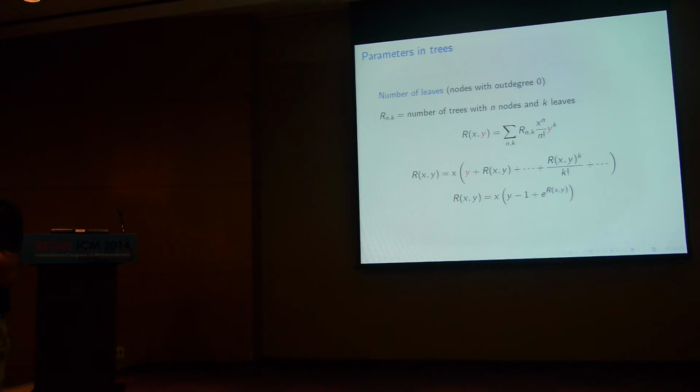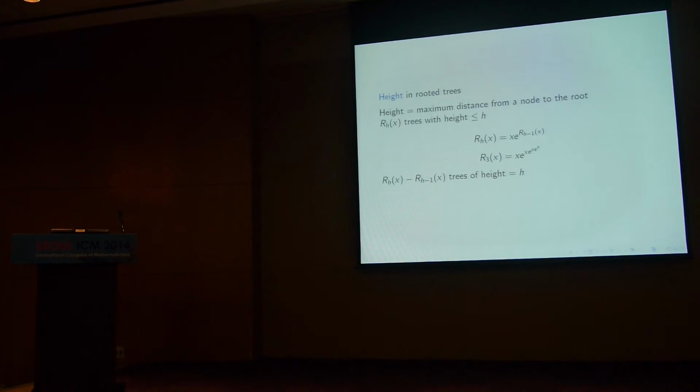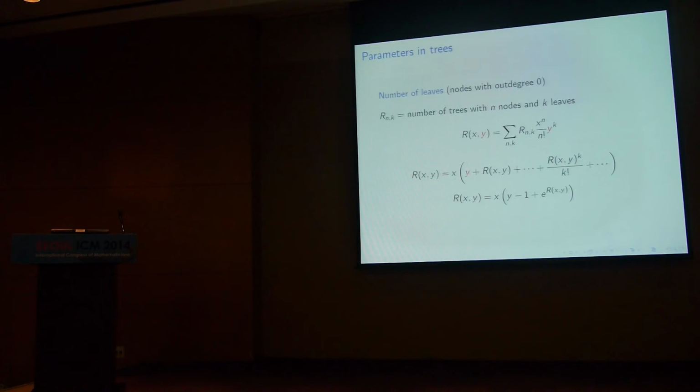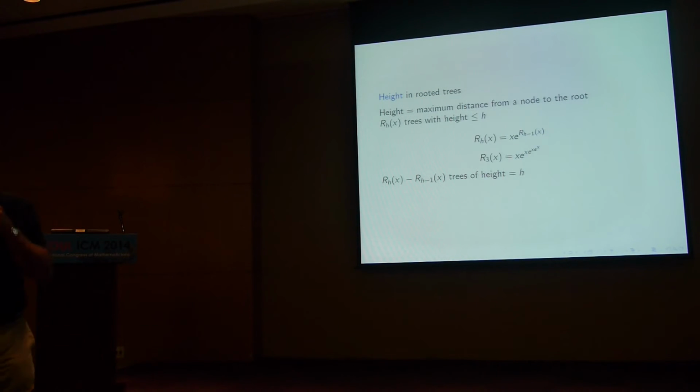That's an easy parameter. A not so easy parameter, but very fundamental in computer science, for instance, is the height. So what is the height of a tree? It is the maximum distance from the root to a node. It's how deep the tree is, right? So this tree has height 3 because these are at level 1, level 2, and level 3. This is a more complicated parameter because it's an extremal parameter.